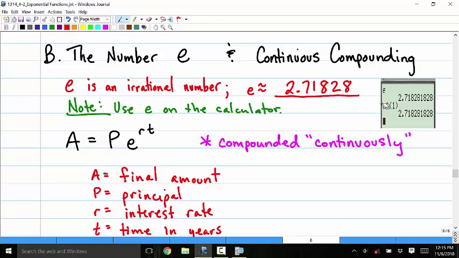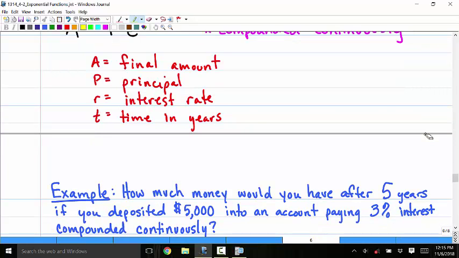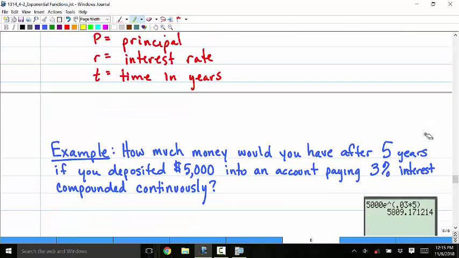Your second formula that you need to commit to memory is A equals P e to the RT. A lot of students call that PERT. How do you know to use PERT? In your problem, you will see that it is compounded continuously. Continuously means PERT. Again, the interest rate has to be a decimal and the time has to be in years. Let's do an example.